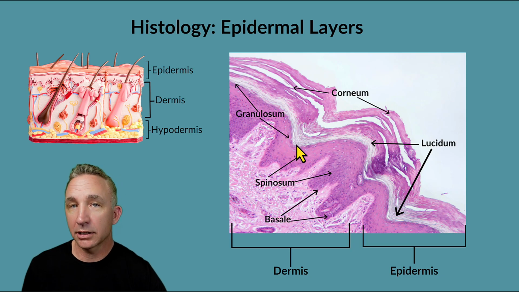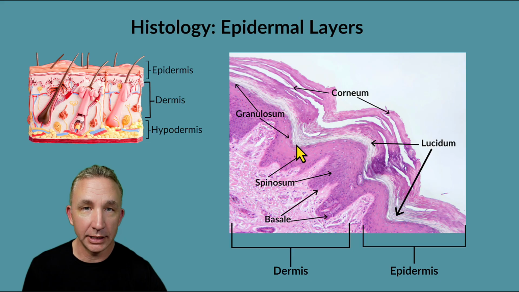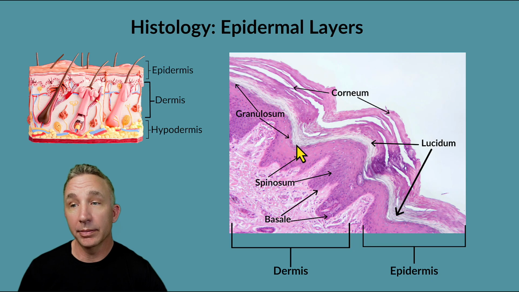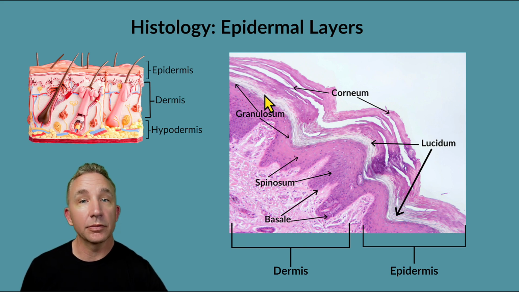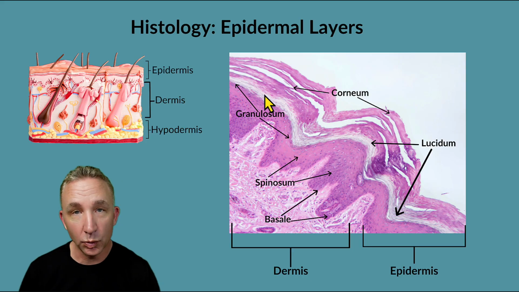The cells are actually starting to flatten and die off, and we fill them with a protein called keratin. That's for protection, but also to give me some waterproofing, strength, and to control permeability. So once we get past granulosum, now lucidum and corneum, all of these cells are dead. But there's still protective layers, right? If I threw a can of paint on you, it just doesn't go right in.